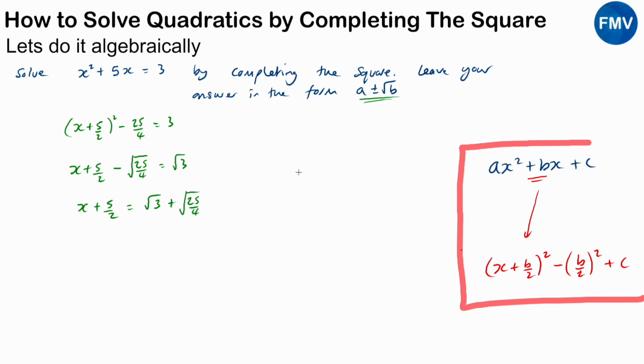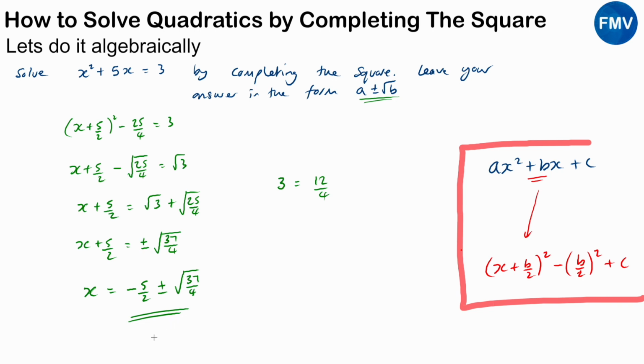I can add these together by making sure both have the same denominator of 4. So just so you've got that, 3 is the same as saying 12 over 4. And if I add 12 over 4 to 25 over 4, I get 37 over 4. So this becomes x plus 5 over 2 plus or minus the square root of 37 over 4. So now I subtract 5 over 2 from both sides. That gets rid of that one. I'm left with minus 5 over 2 because I subtracted it from both sides, plus or minus the square root of 37 over 4. And they are my solutions.